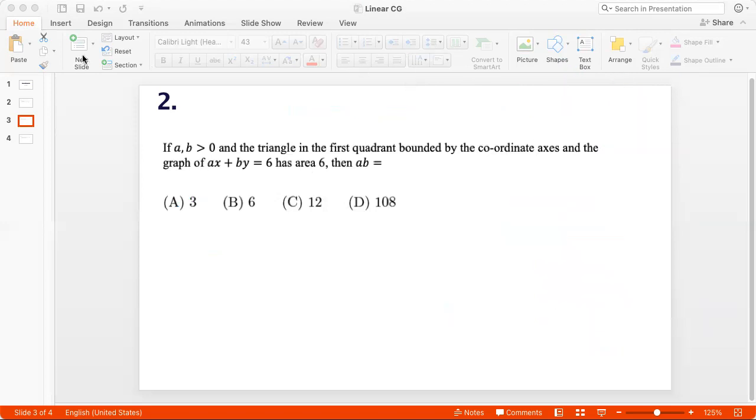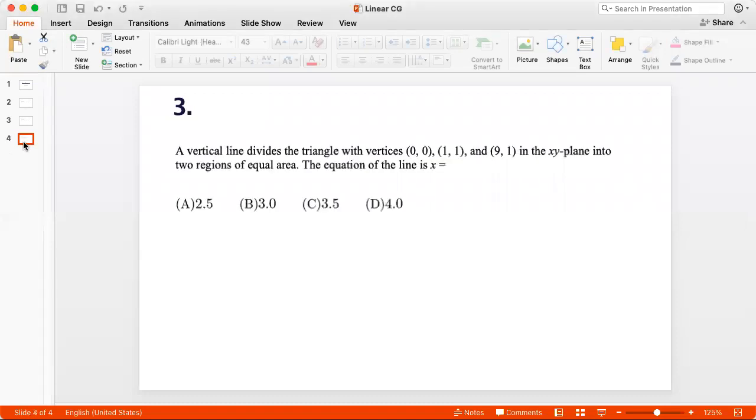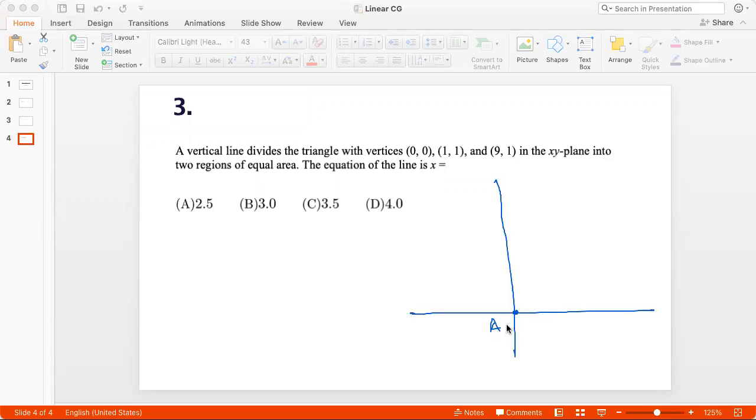Okay, let's go to the next question. A vertical line divides a triangle with vertices 0, 0. So one vertex is 0, 0, let's call this A. Then 1, 1, let's call this B, 1, 1. And 9, 1, let's call this C, 9, 1. Okay, so this is my triangle.